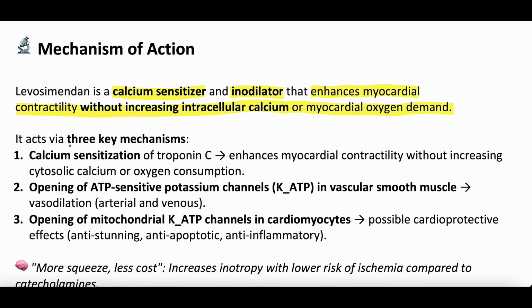And it does this through 3 key mechanisms. Mechanism 1 is calcium sensitization of troponin C. Troponin C is part of the myocardial contractility apparatus. When troponin C is more sensitized to calcium, it enhances how hard that myocardial muscle cell can contract. But it's not by increasing the amount of calcium there, it's just increasing the sensitization of troponin C to the calcium already present. And troponin C, as we said, is in those myocardial muscle cells.